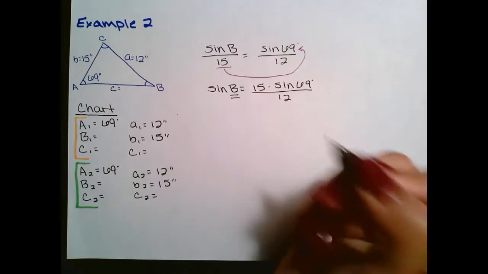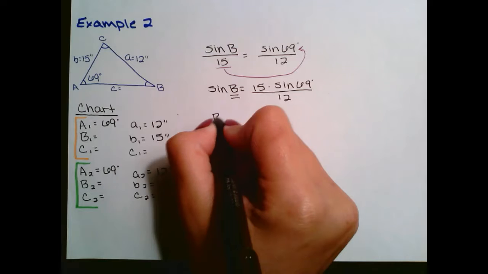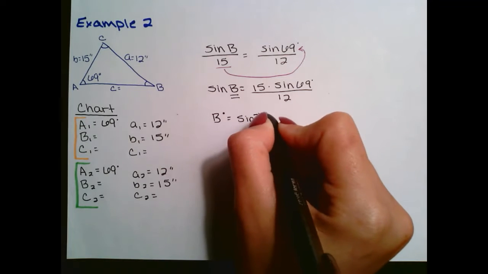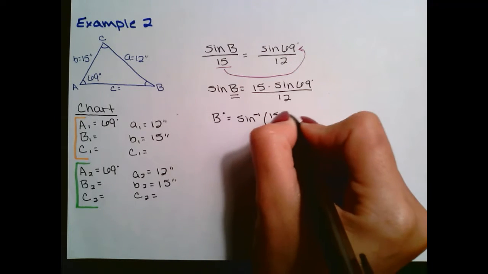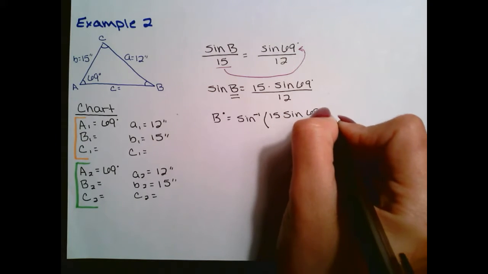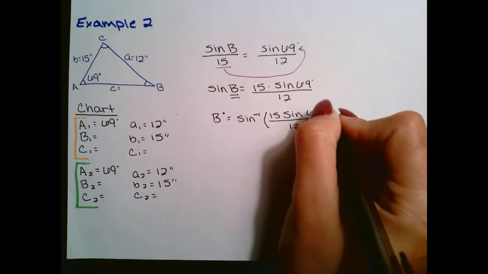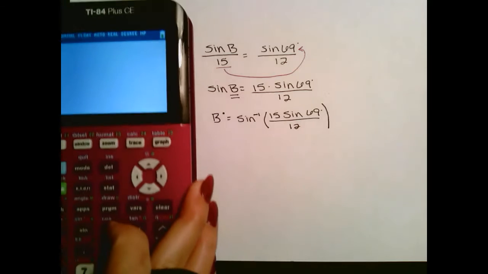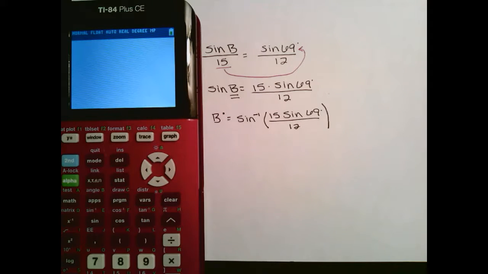And again, I want this capital B by itself, so I'm going to do the inverse operation, which would be inverse sine of this entire fraction. So let's see here what happens when we go to our calculator. All right. I'm going to do second sine to put the inverse, and then alpha y equals for the fraction button, 15 times sine of 69, all divided by 12.